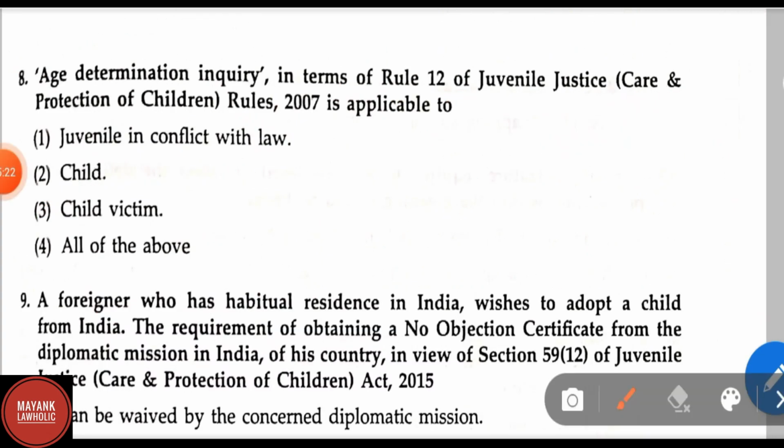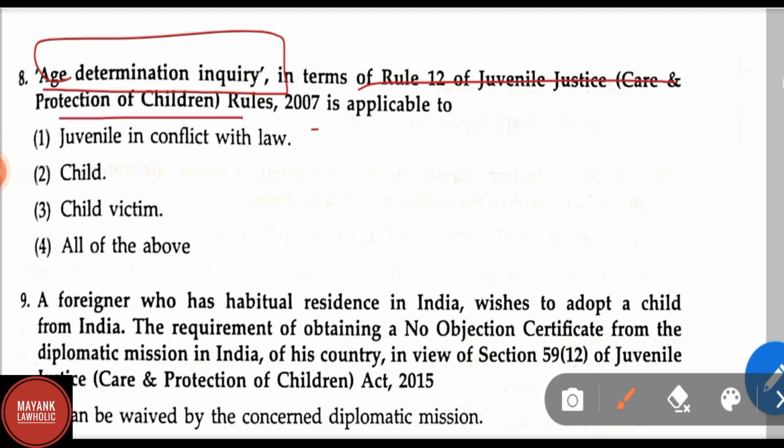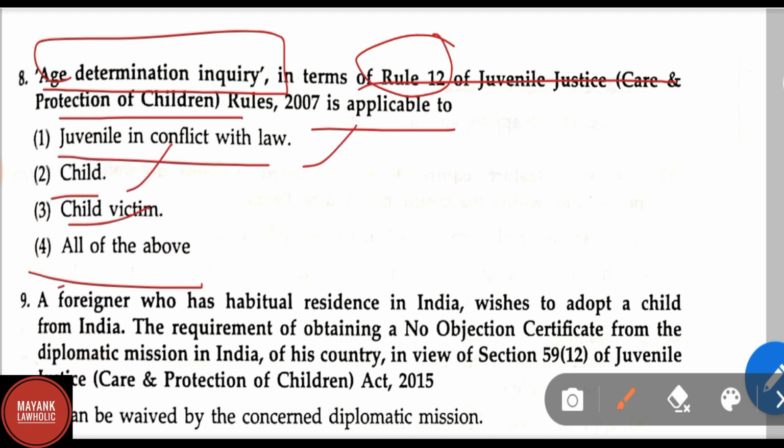Question number 8. Age determination inquiry in terms of Rule 12 of Juvenile Justice Care and Protection of Children Rules 2007 is applicable to: option 1, juvenile in conflict with law; option 2, child; option 3, child victim; and option 4, all of the above. Here the correct answer is all of the above. Age determination inquiry in terms of Rule 12 of Juvenile Justice Care and Protection of Children Rules 2007 is applicable in juvenile in conflict with law, child, child victim, all of the above.